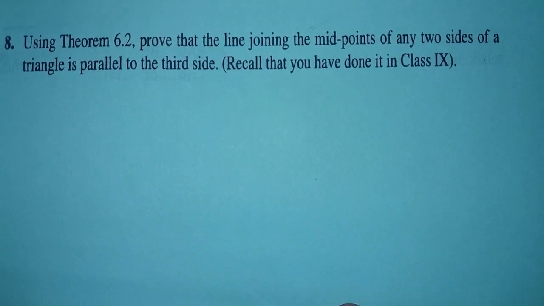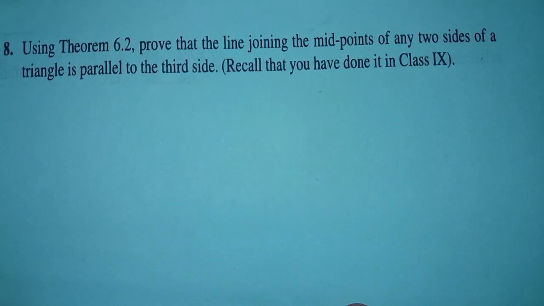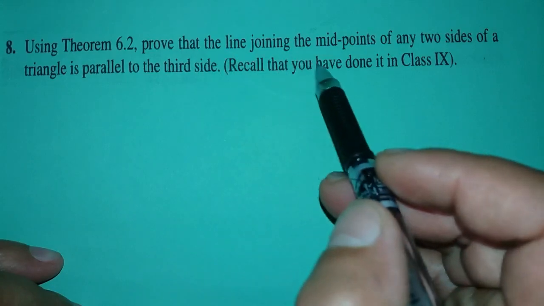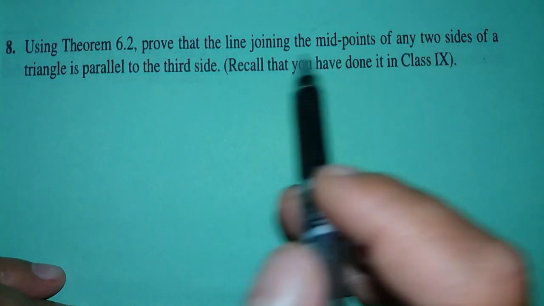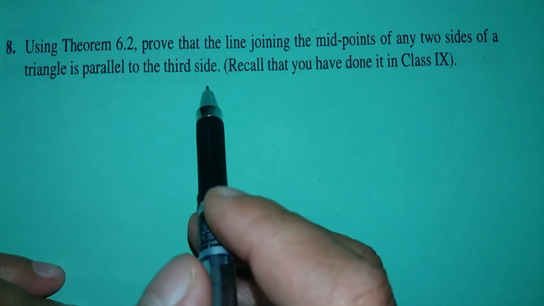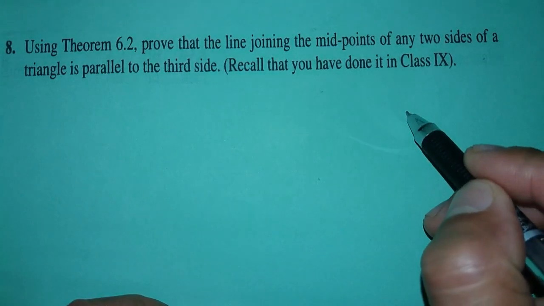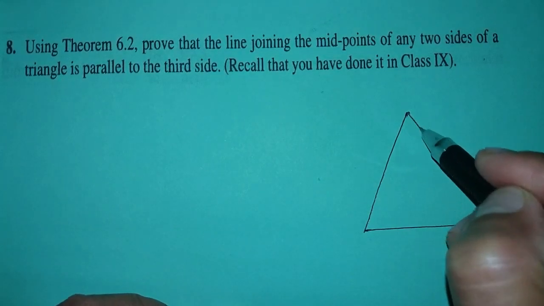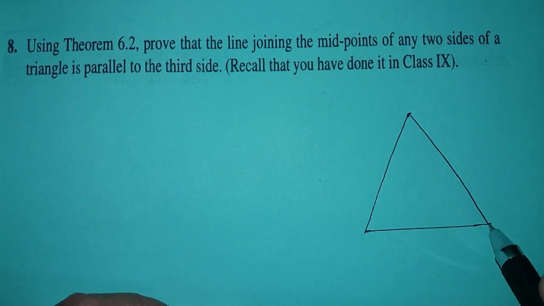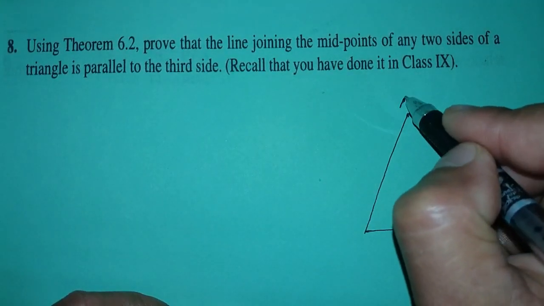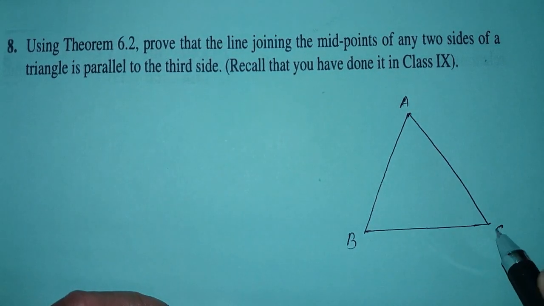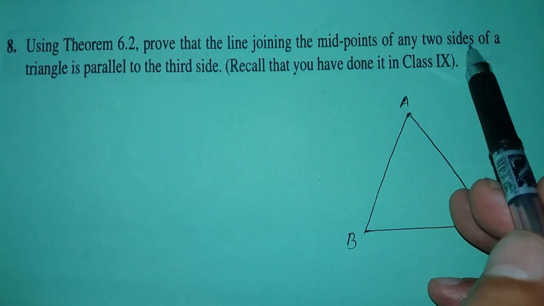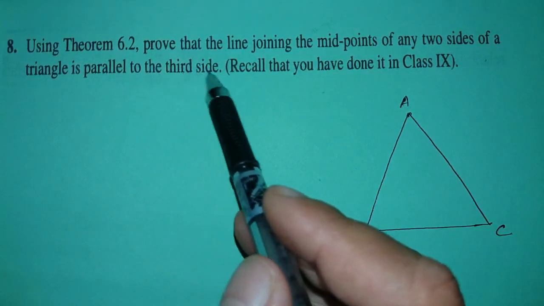Now let's see the next question. That is question number 8. Using theorem 6.2, prove that a line joining the midpoints of any two sides of a triangle is parallel to the third side. Okay, let's draw the figure for this. We have a triangle here. Let's give the name ABC.